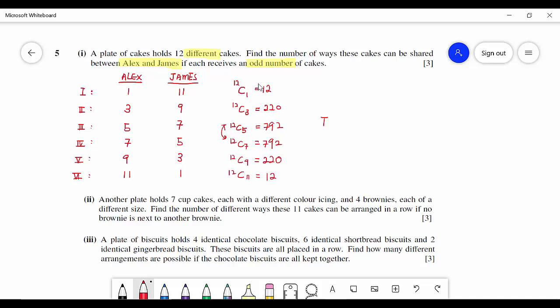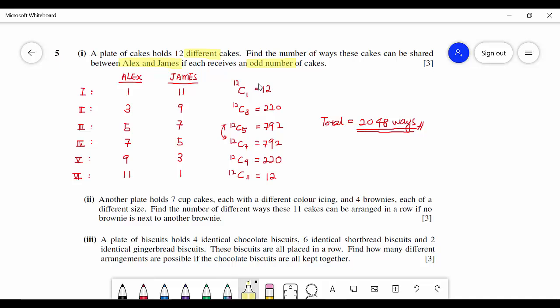So the total number of ways means that you just total all of them up. So you are having 2048 ways. All right, so this is what we have for part number 1. Now we continue to part number 2.